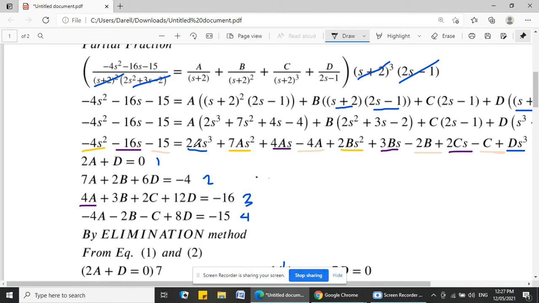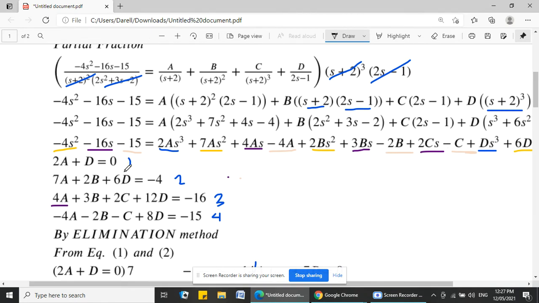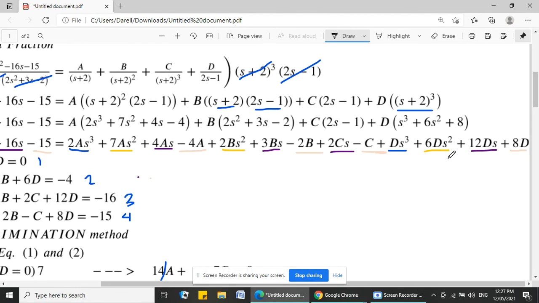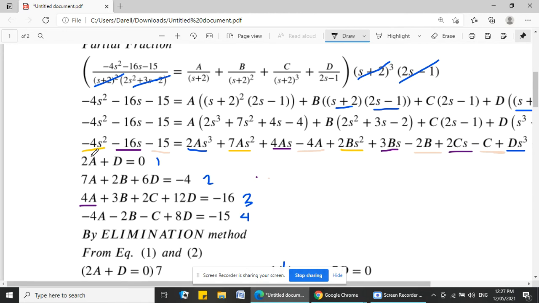Now, by combining the s cubed, s squared, s, and constant terms, for s cubed we get 2A plus D is equal to 0. These are the 2As cubed and Ds cubed terms. This is equation 1. Next, 7A plus 2B plus 6D is equal to negative 4. This is the s squared terms: 7As squared, 2Bs squared, 6Ds squared, and on the left side, negative 4s squared.